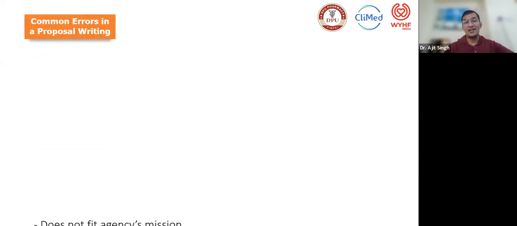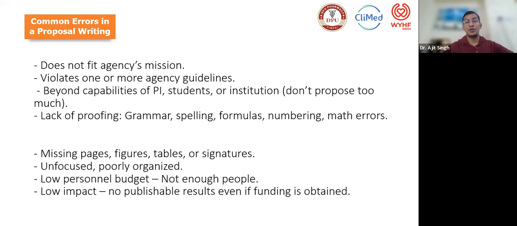Then common errors in a proposal writing. That is very important to understand. What are the common errors in a proposal writing? When you're writing a proposal, there are multiple errors. So what are the common errors that you should not do? One: it does not fit the agency's mission.